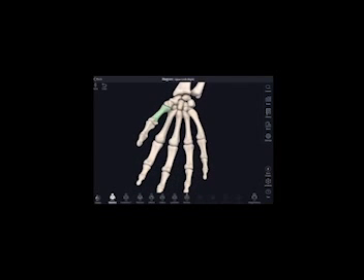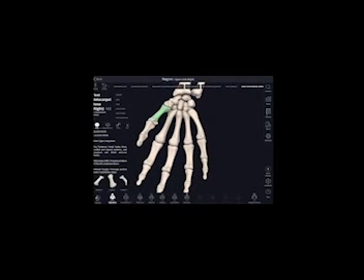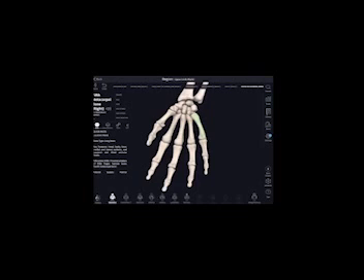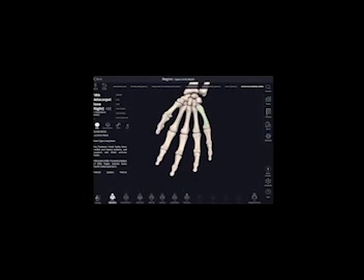Much like in our feet, we have metacarpals: first, second, third, fourth, fifth. And then, again, kind of like your foot, we have phalanges: proximal, middle, and distal. For the second through fifth fingers, we have three. But for your thumb, you only have proximal and distal.